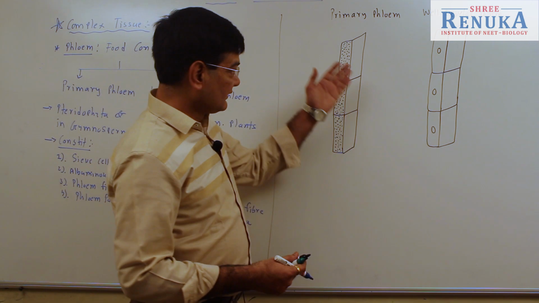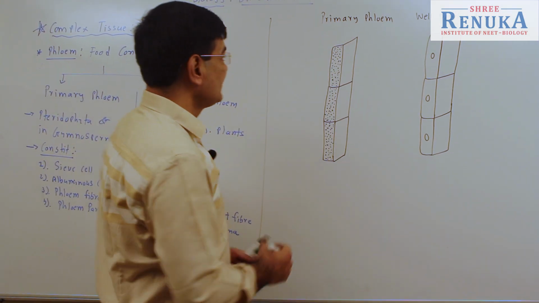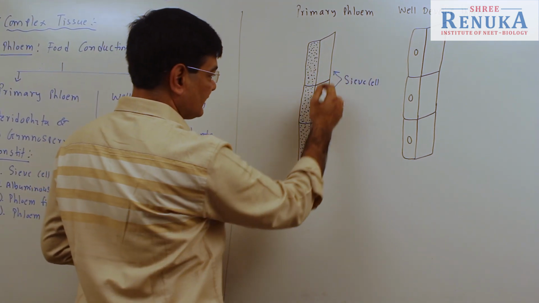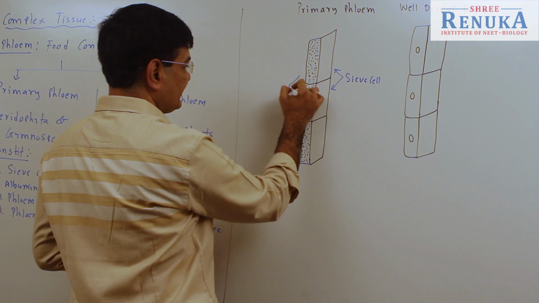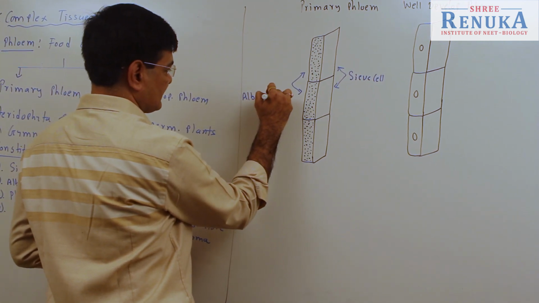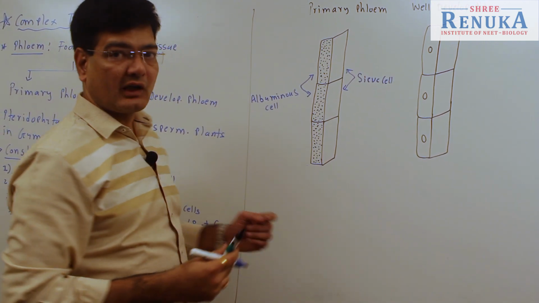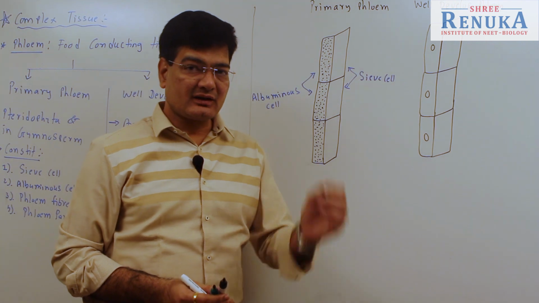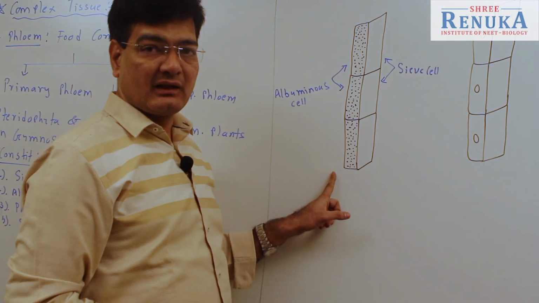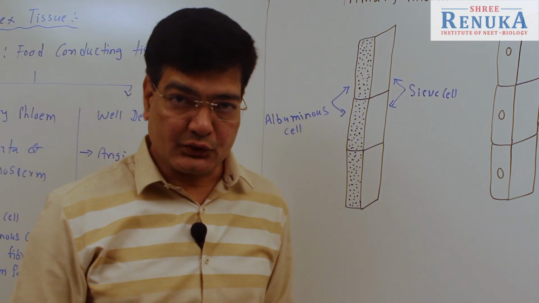If we compare the internal structure of the primary and the well-developed phloem, in the primary phloem, long tapering sieve cells are present one above another, and on the lateral side of that, albuminous cells are present. Albumin is a kind of protein, and this protein is present in the form of granules in the albuminous cell, which appear in this diagram. It is secretory in function.